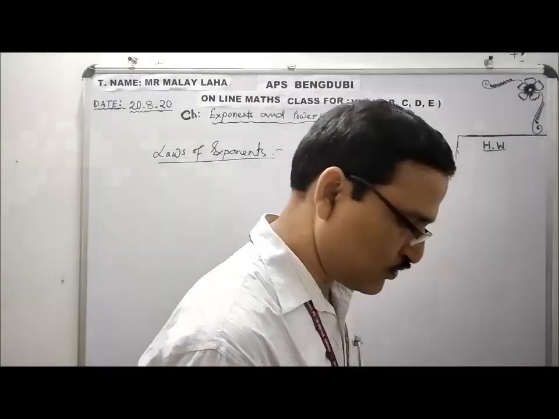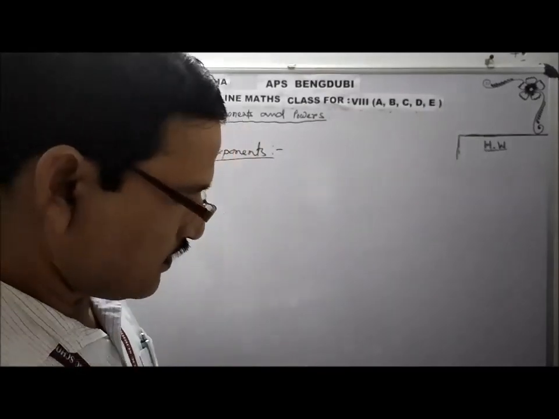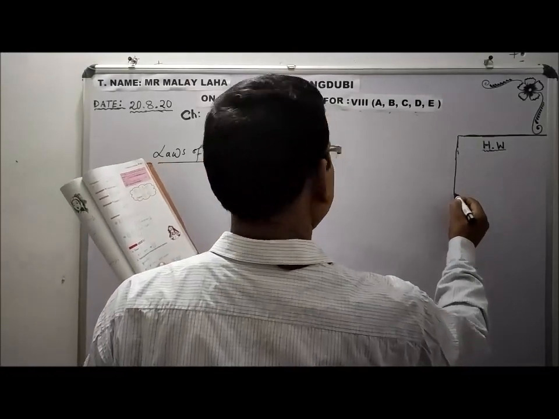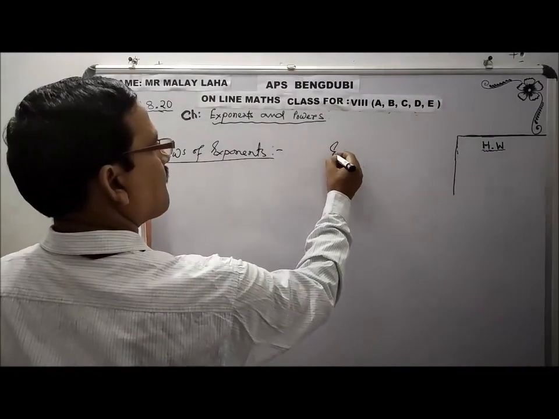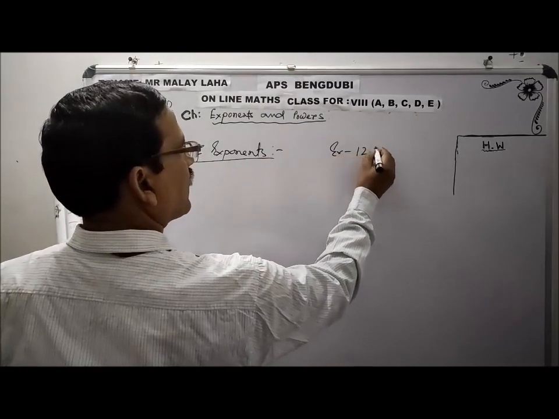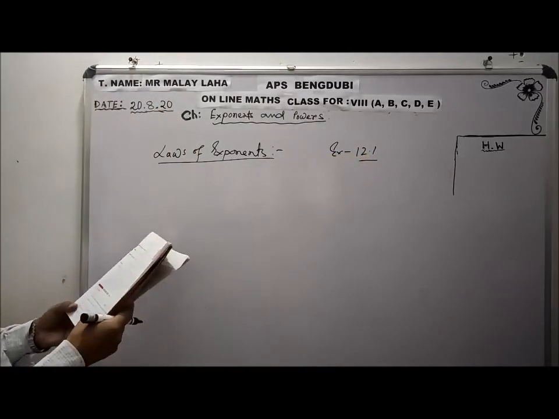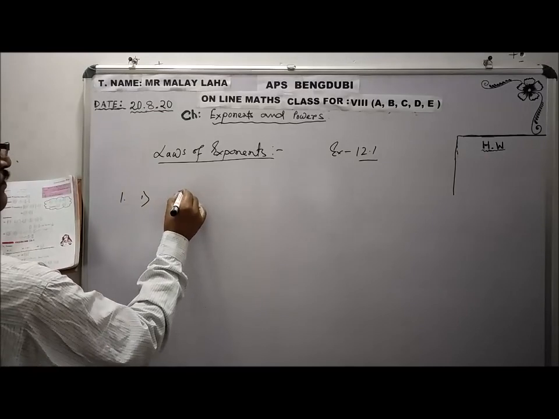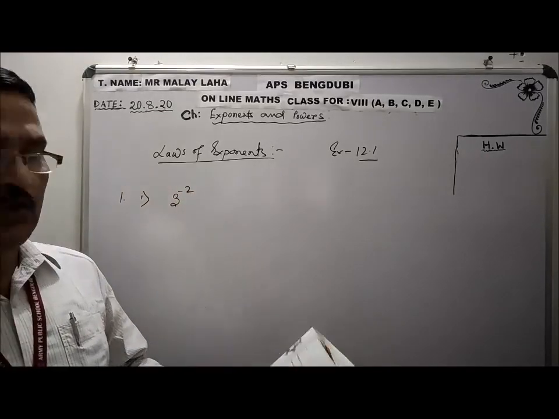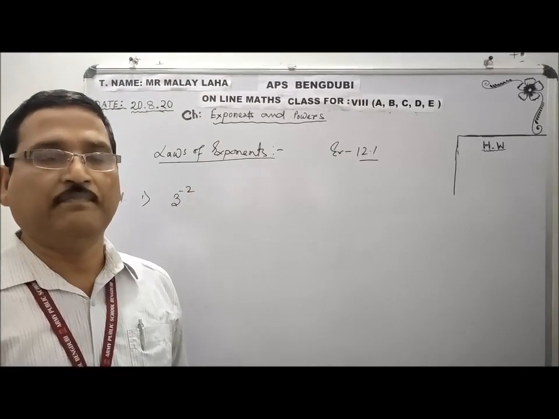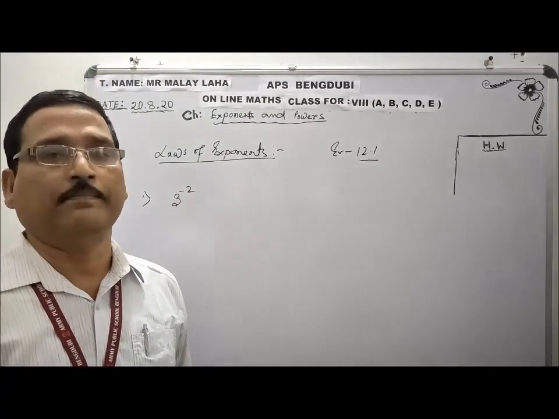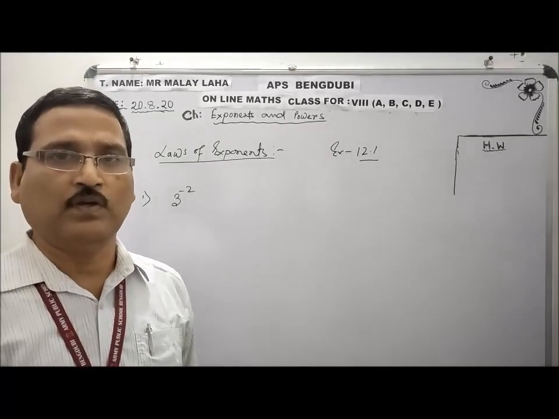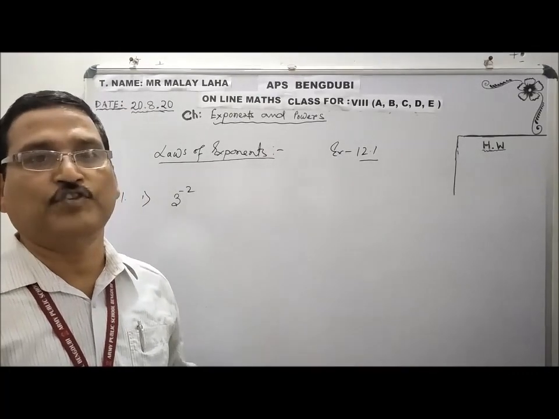Now I am solving some textbook questions. Whenever you face any problem, I just want to know your problem area. Exercise 12.1. Clear? Exercise 12.1. Evaluate. Question number 1. Evaluate 3 raised to minus 1. When it says evaluate, find the value, or simplify, the meaning is the same. We have to get the result in number form. And sometimes the instruction is already given to show the answer in exponential form. So you have to show the result in exponential form.